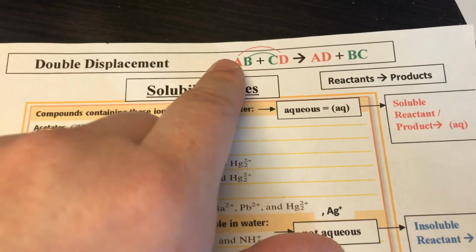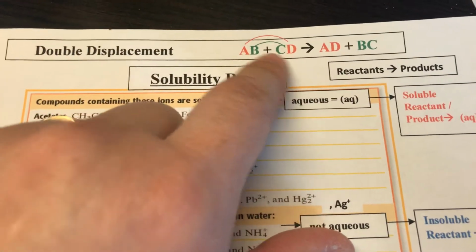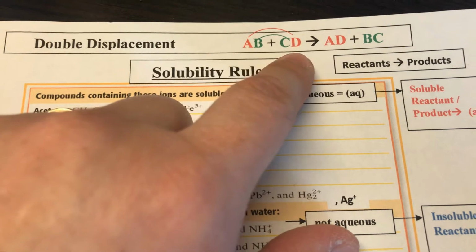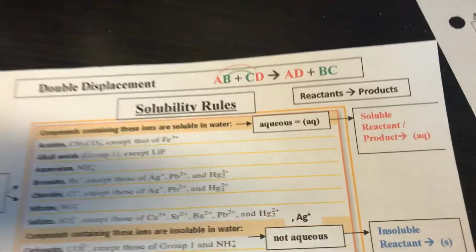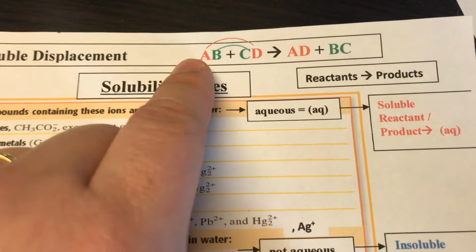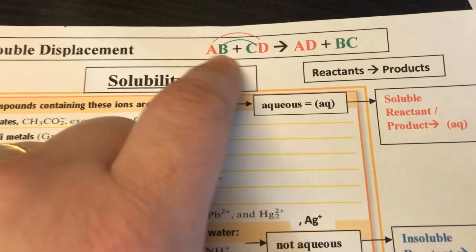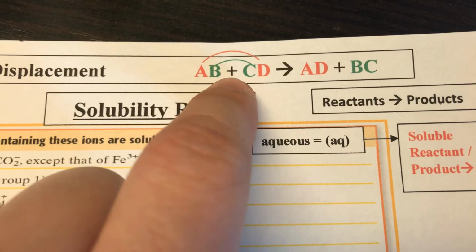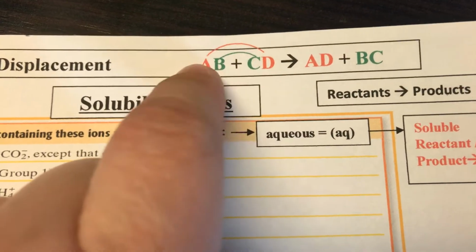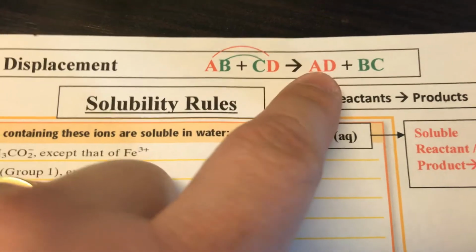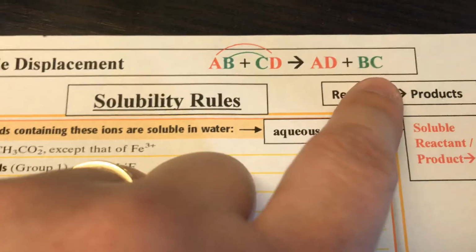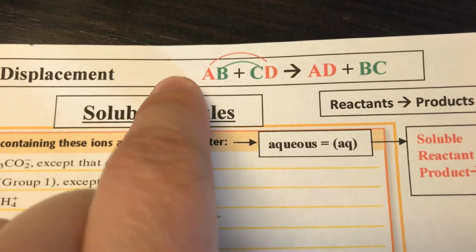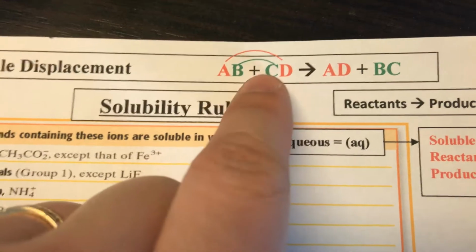Double displacement is when you have two compounds, let's say AB and CD. Double displacement is always compound plus compound to form compound and compound. The AB and CD are the compounds, and they switch partners. You can see that I have A and D dancing together instead, and then B and C dancing together instead. So A and D go together, and B and C go together.